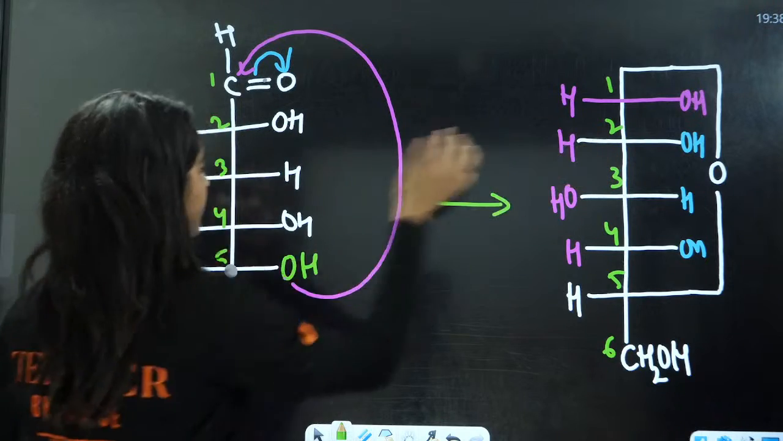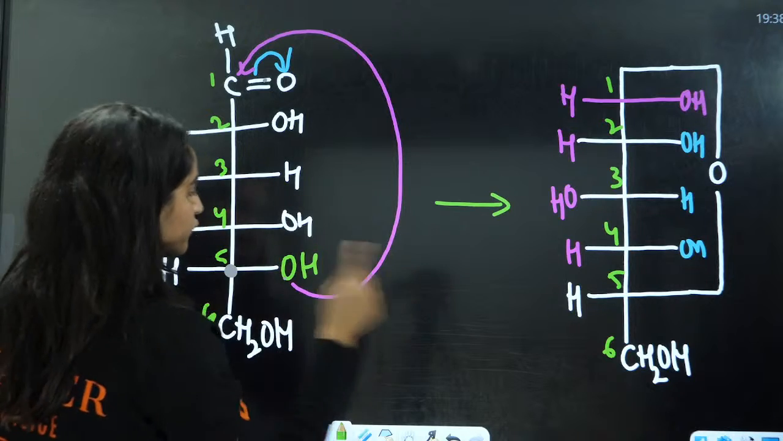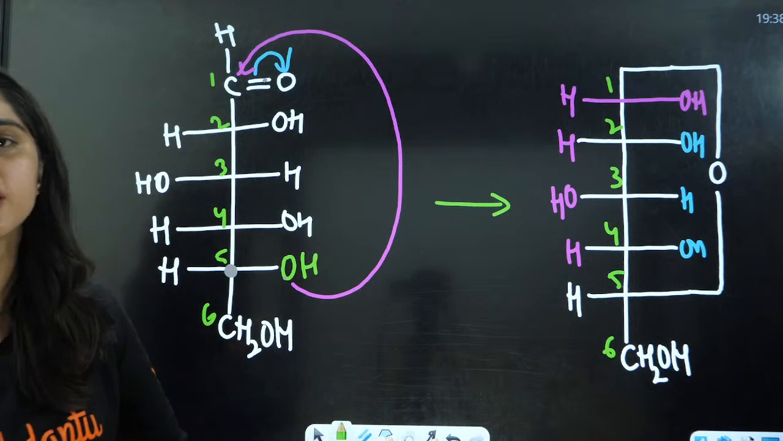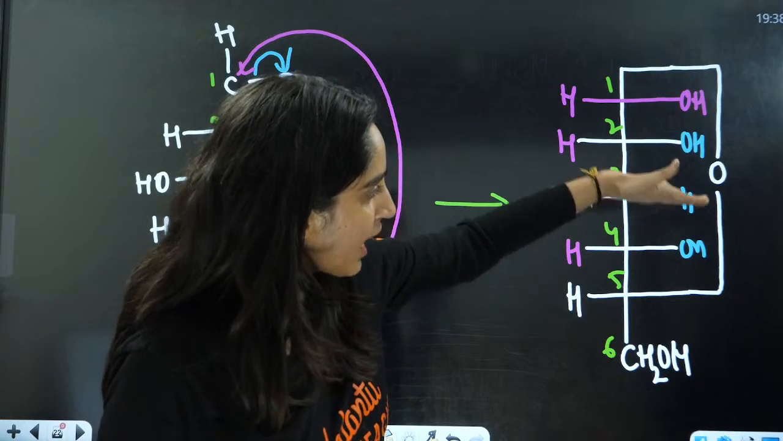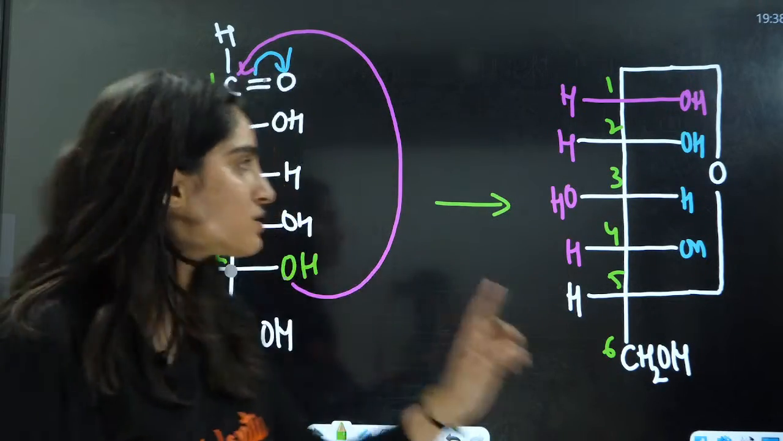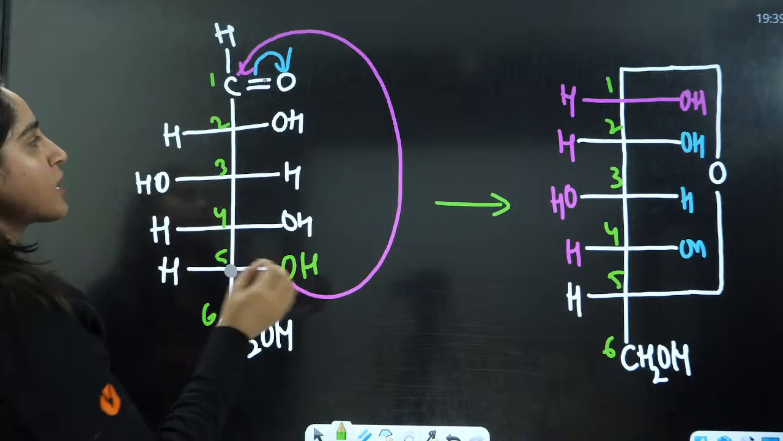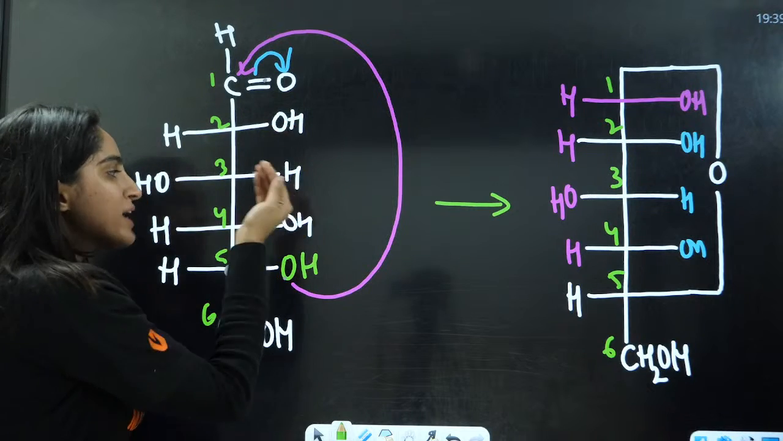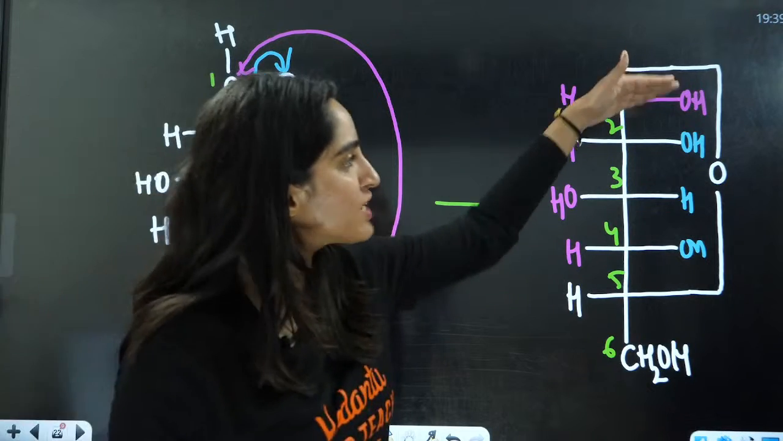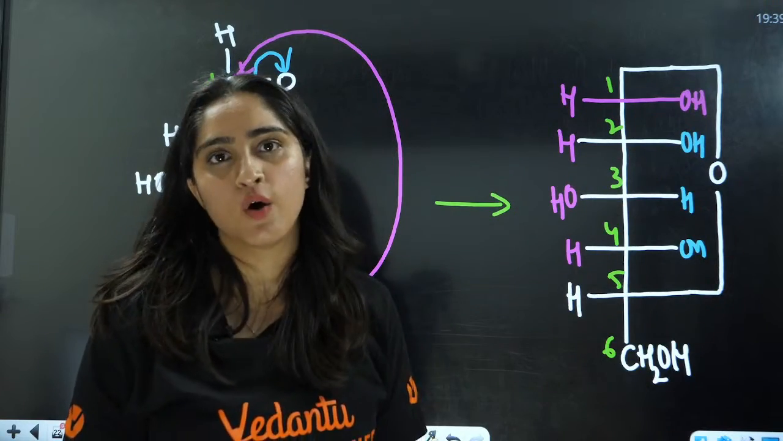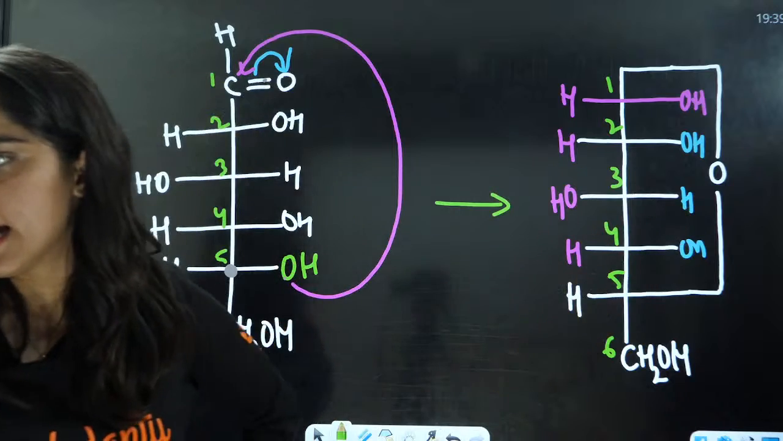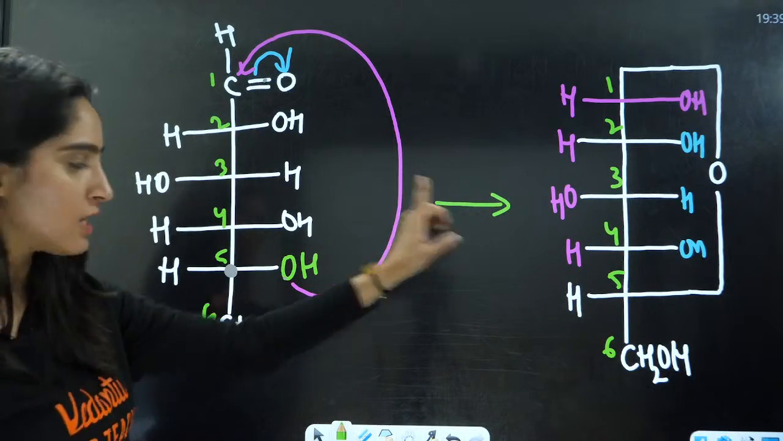This is the second one. This is second, third, fourth, fifth. Now, what students do wrong here is that they usually write it OH, H, H, OH, right? Because they have seen that in the glucose structure you have OH, H, OH, H. But there is a difference here. Yes everyone, can you draw it yourself?